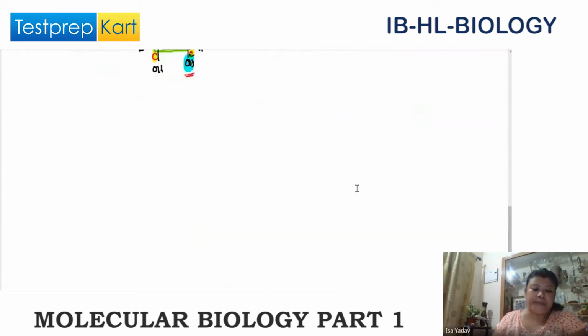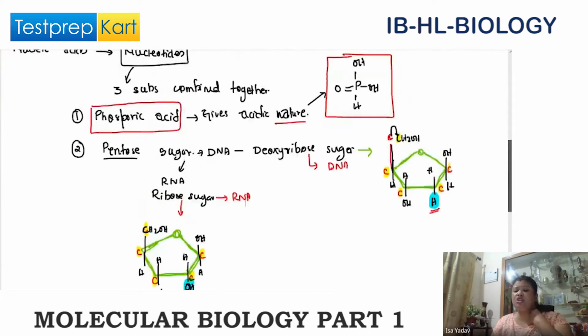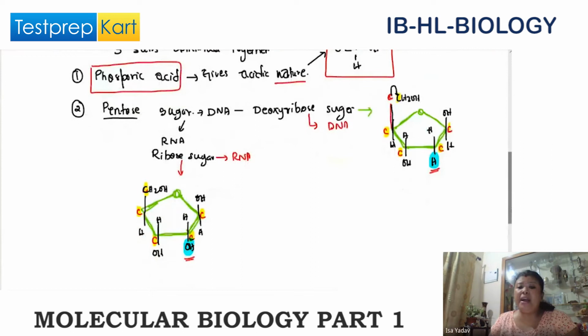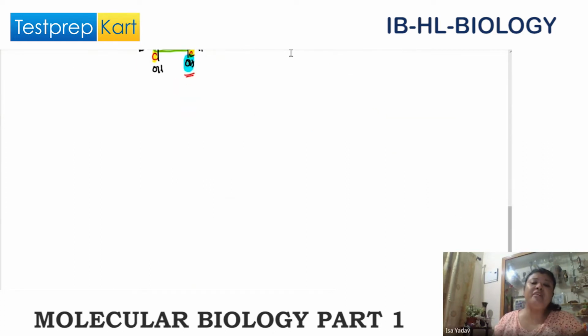Now, after the sugar, you have to understand that the phosphate and the sugar, both of them make up the backbone. Again, I'm repeating, the backbone of the DNA molecule. Very important. These two together make up the backbone of DNA or RNA molecule. Next is the third one.